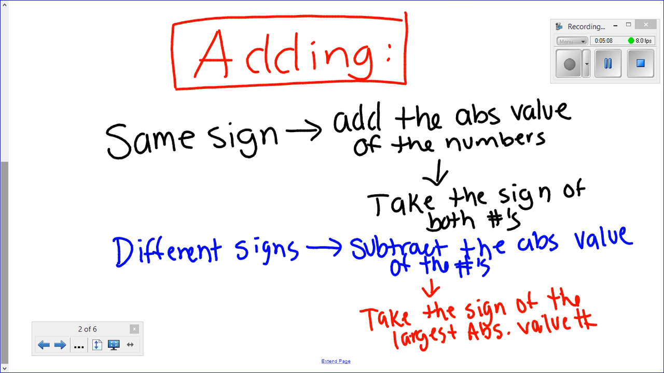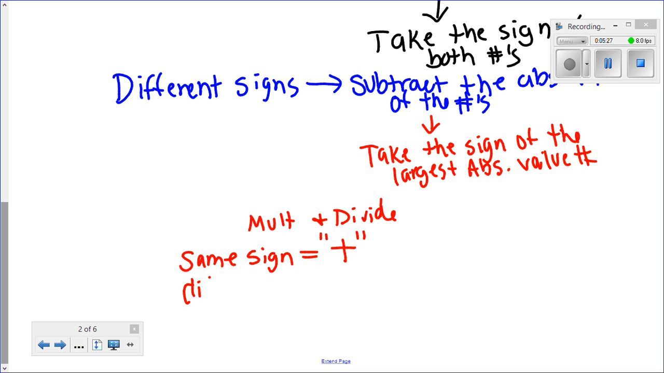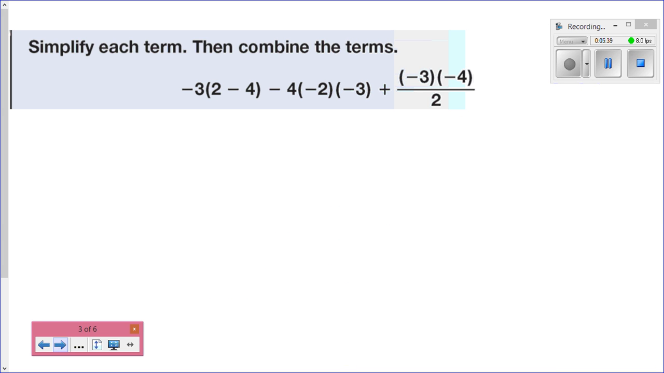Make sure you don't forget those. The only other rule we can talk about is when we multiply and divide. Okay, remember when we multiply, and divide, I should say, same sign equals positive. Different sign equals negative. Okay? Important rules we need to know before we move on. So, write those down. I'm moving on. You can pause your video. I can't. So, in the next problem, simplify each term, then combine the terms.